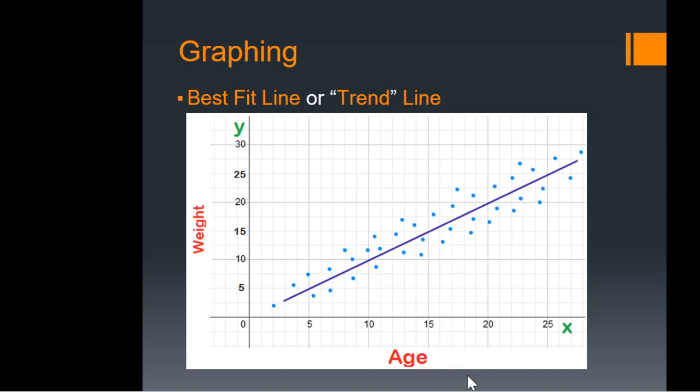Now notice, I don't know if this is years or months. I have no idea. And I have no idea if this is pounds or kilograms. And I have no title. So this really doesn't give me a whole lot of information, except I can see that it has a positive slope. So whatever they're measuring definitely increases. They both increase at the same time. And I'll use my vocabulary: they are directly proportional. As one increases, the other increases.